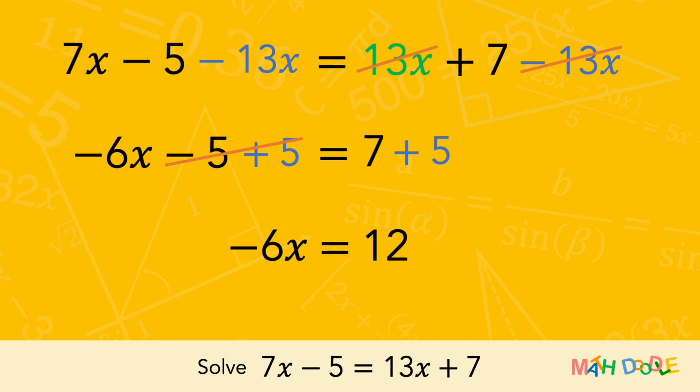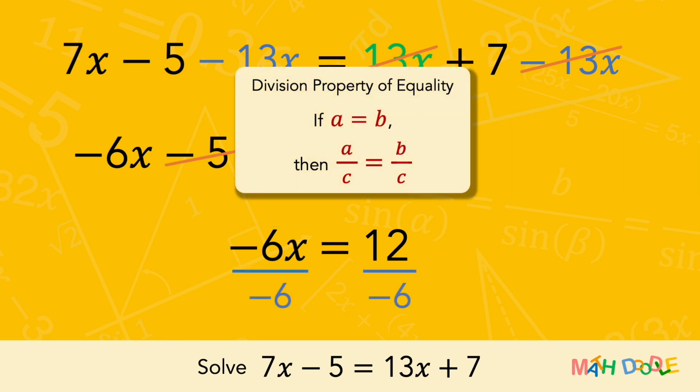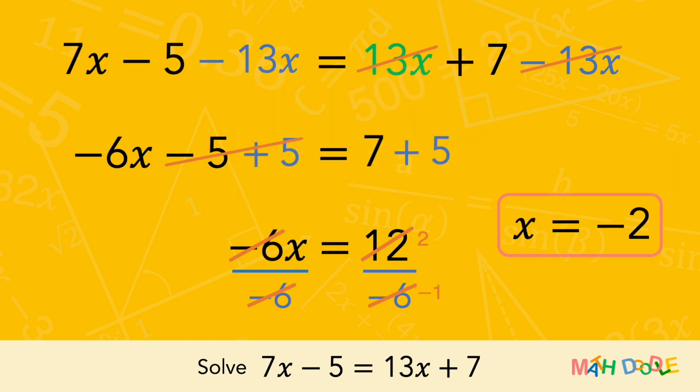Now, to solve the equation, we are going to eliminate minus 6 in front of x. To do this, let's divide both sides of the equation by minus 6. So, the answer is x equals minus 2.